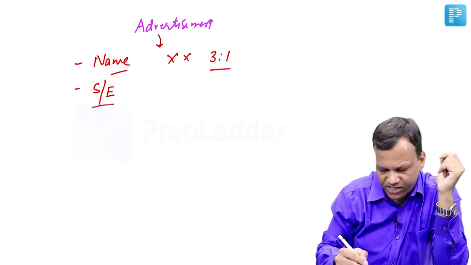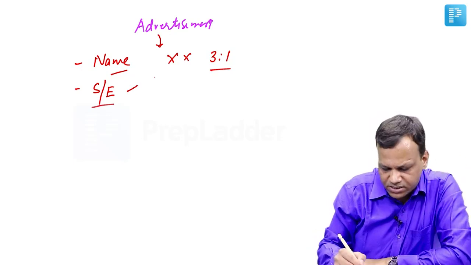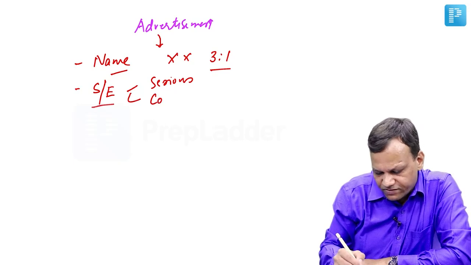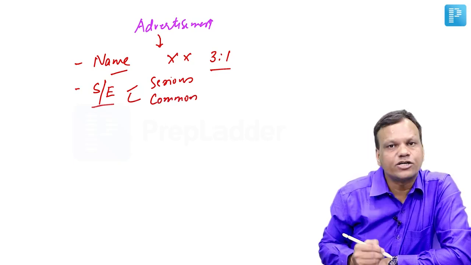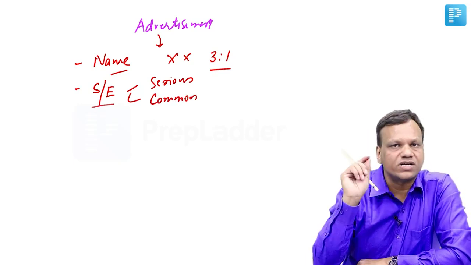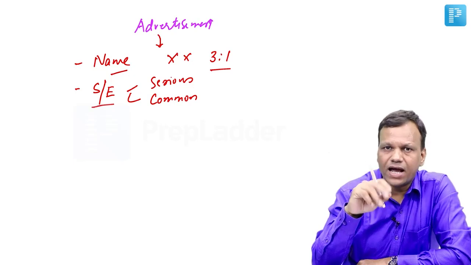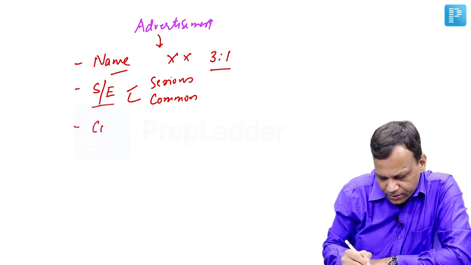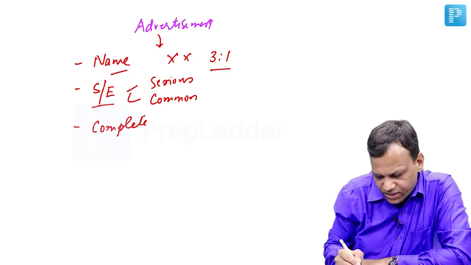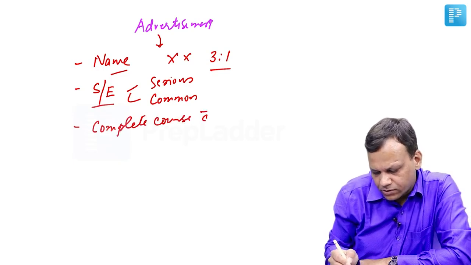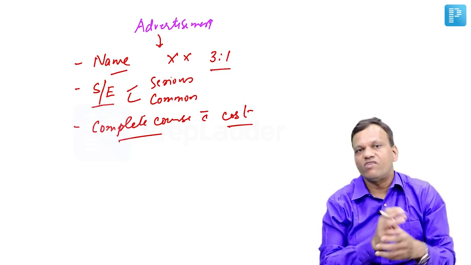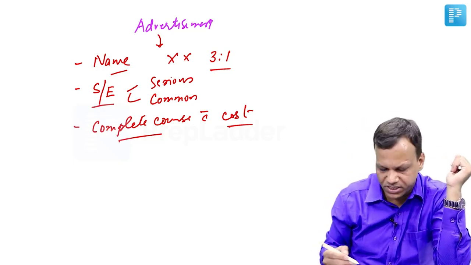Remember, all serious side effects must be written. But if the side effect is not serious but common, even then it should be written. The only side effects you can skip are those which are uncommon and non-serious. Okay. Then there should be the complete course of the drug with cost. So you should be able to compare how many times you need to give the drug, by which route, all the details about that drug should be there.